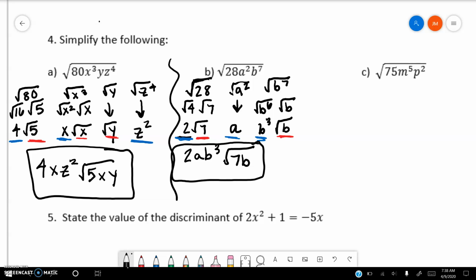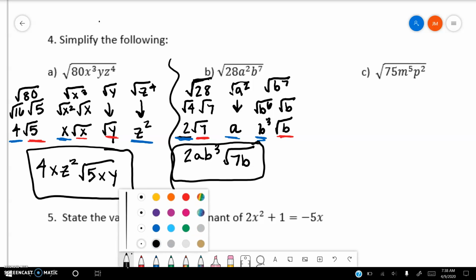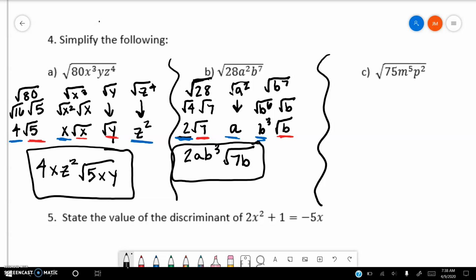All right, and then the last one like this, we have 75. So remember when we were doing these and I told you if you ever have anything like a 25, a 50, or a 75, think of quarters. So this is going to be split up to be 25 and 3, and then the square root of 25 is 5, and that root 3 just gets brought down.